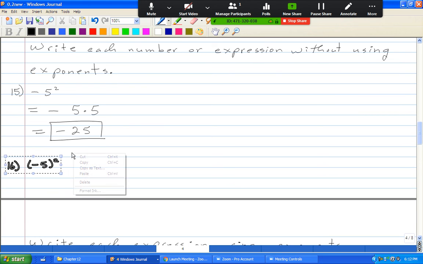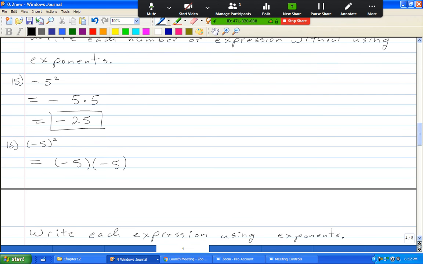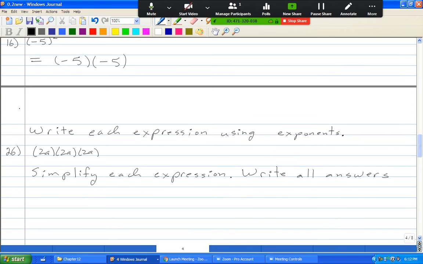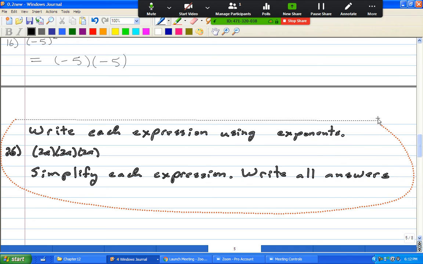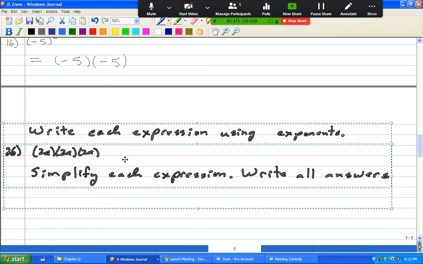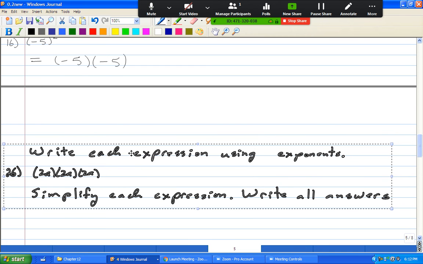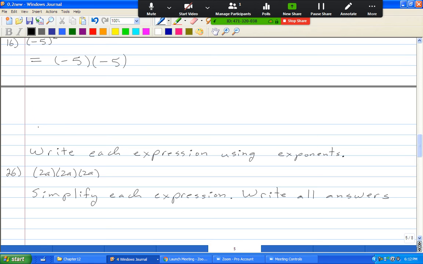Let's do negative 5 squared, with the negative inside the parentheses. And so you notice these are very similar, but they're not the same. This says take negative 5 and multiply it together twice. And so negative times negative would be positive. And so my answer is a positive 25.